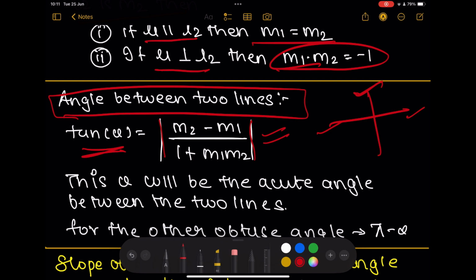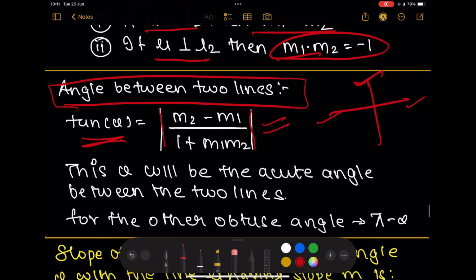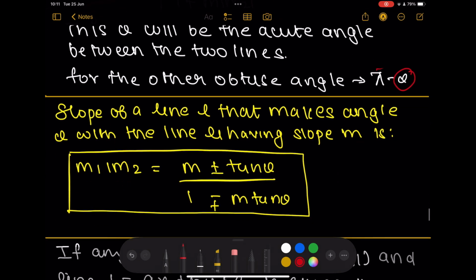But if you want to take the obtuse angle, then you can simply subtract this angle from 180. Suppose you are getting 50 degrees here. If you subtract, 180 minus 50 is 130, so 130 will be the obtuse angle between the two lines. So it's not a very big deal to take the obtuse angle, but generally we need to take the acute angle between two lines if nothing is mentioned in the question. That is why we are applying mod. Clear. This has now become very simple.